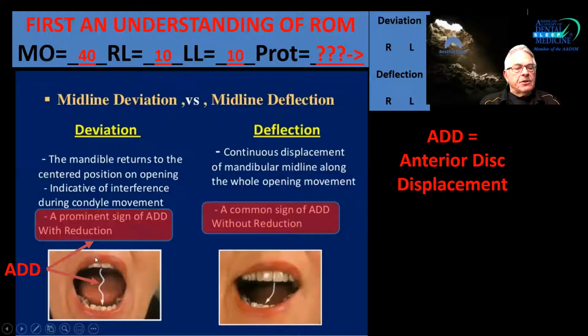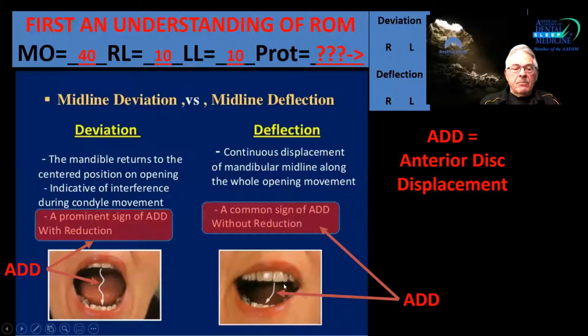If we have anterior disc displacement with reduction, the mandible will deviate to the side, towards the side of the derangement. The disc will relocate on the condyle, and then the patient will deviate back towards the midline and open normally. If they have anterior displacement without reduction, then they will deviate towards the side of the disc derangement, but they will not come back.